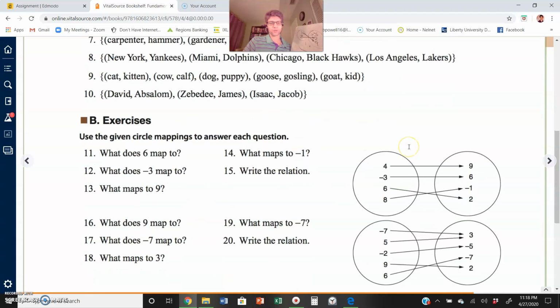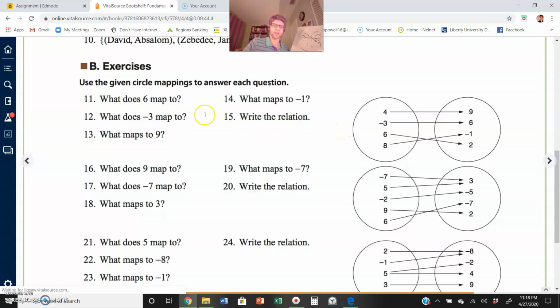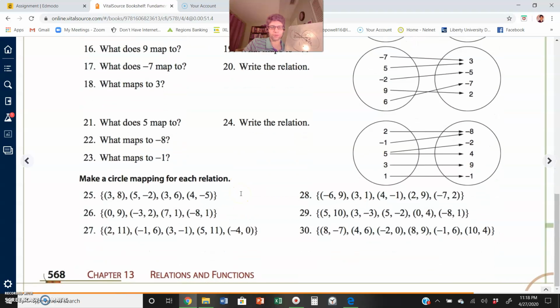Your homework for tonight is going to be the B exercises. You're going to use the given circle maps to answer questions. So you're going to say, what does the number map to? You just look to see what it maps to. Here you're going to write the points in the relation. Same thing for all through 24. So that should go pretty quick. You're going to do 1 through 37, so it may sound like a lot, but it's not.